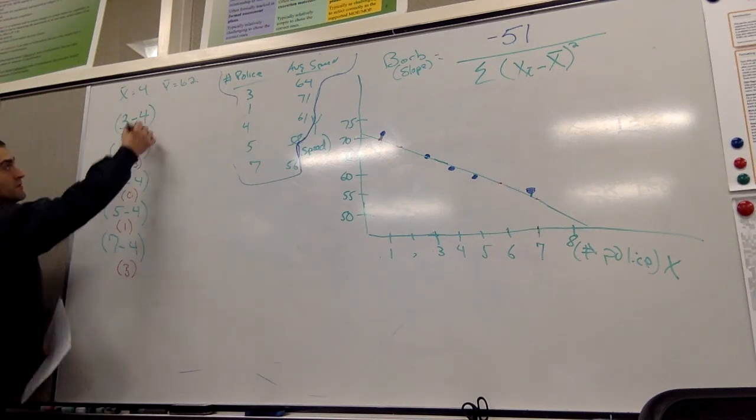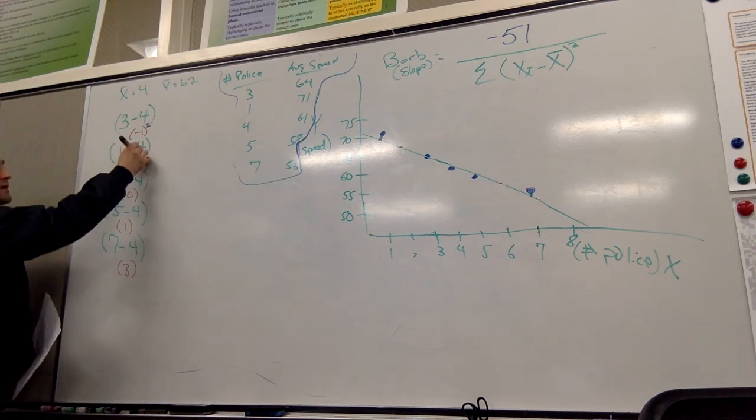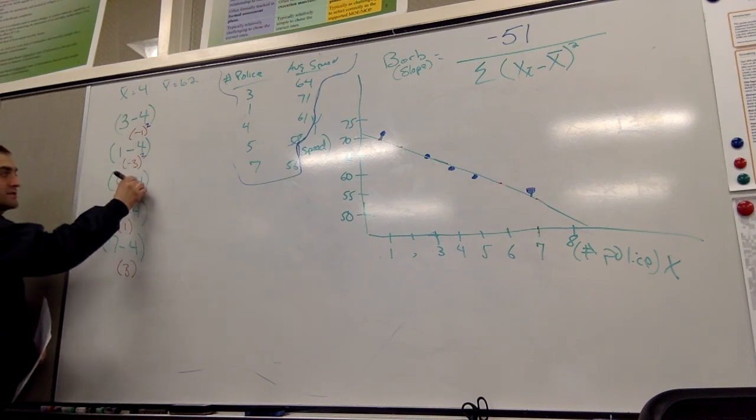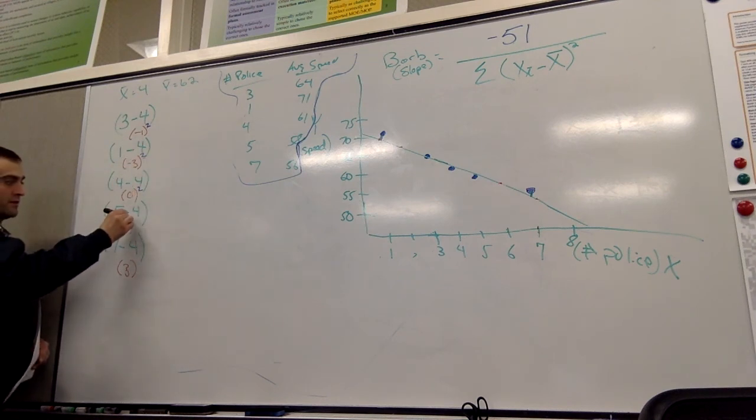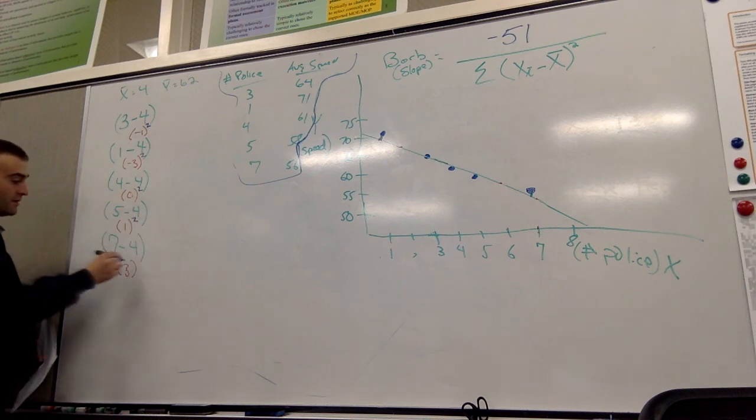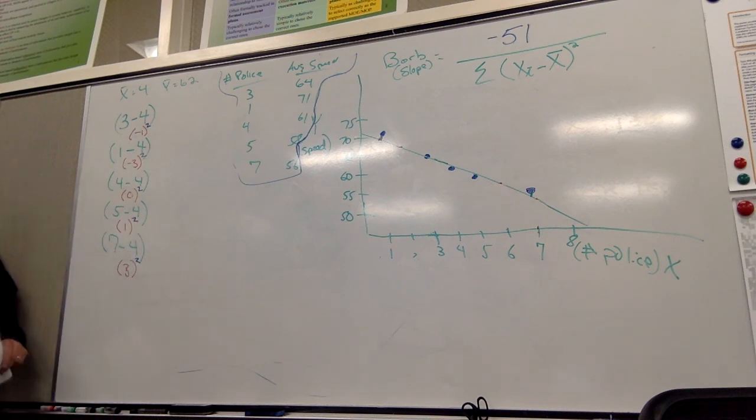So that negative 1 gets squared. That negative 3 gets squared. The 0 gets squared. The 1 gets squared. And the 3 gets squared. And that satisfies what's in parentheses in the denominator, each individual x value minus the mean of x.